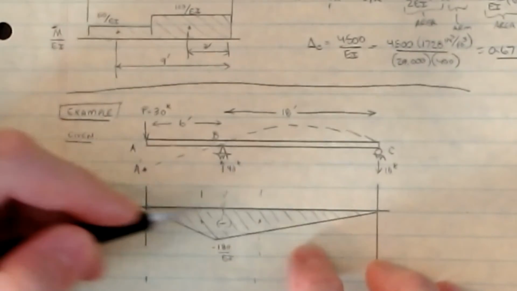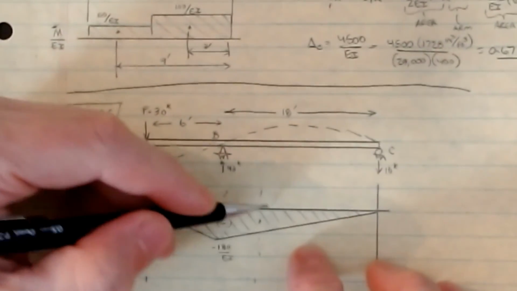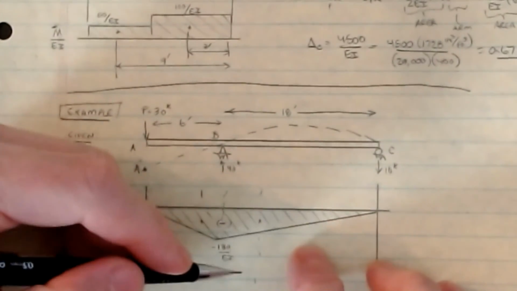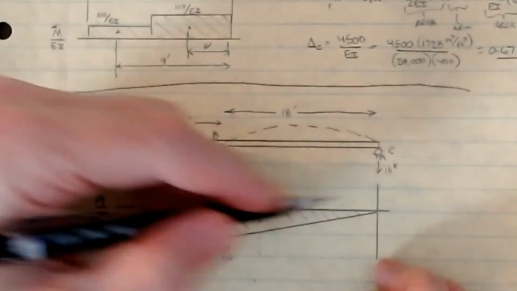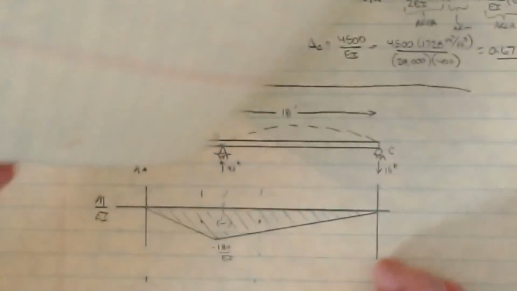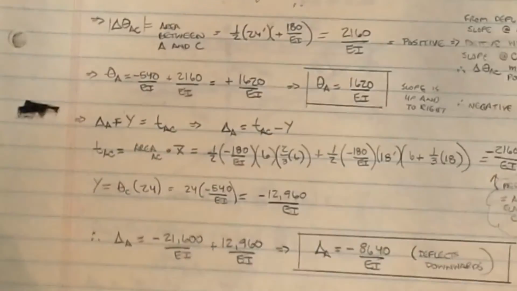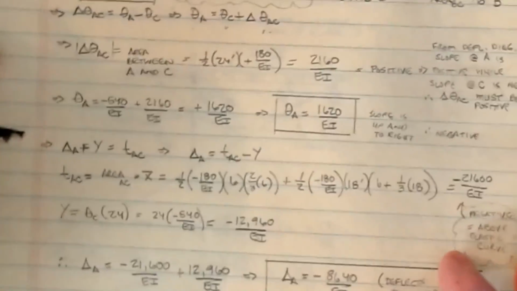And so that's going to be 6 feet plus 1/3 of 18, or another 6 feet. That should be a 12-foot dimension, and you'll see that in the calculations. And then the area is the exact same as what we did before. All right, so let's go through and look at how we can calculate that. So let's look at the math.